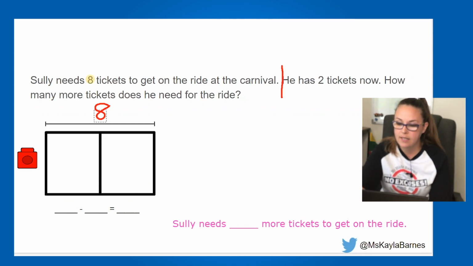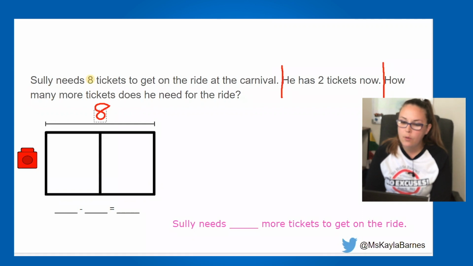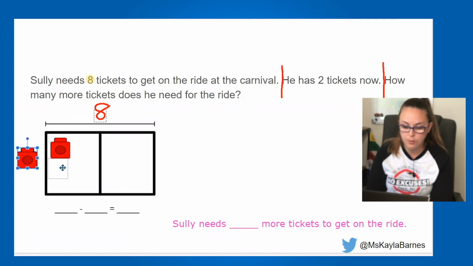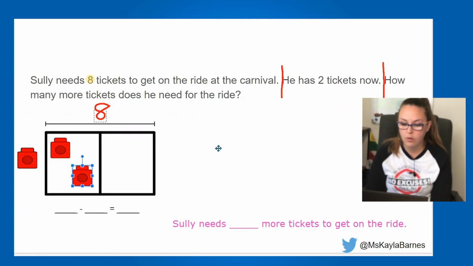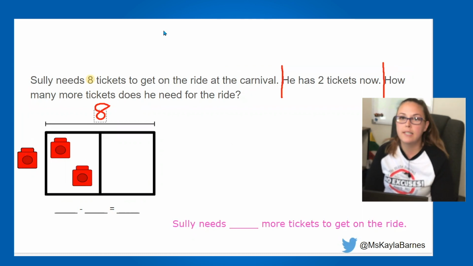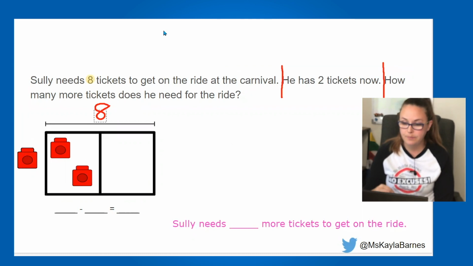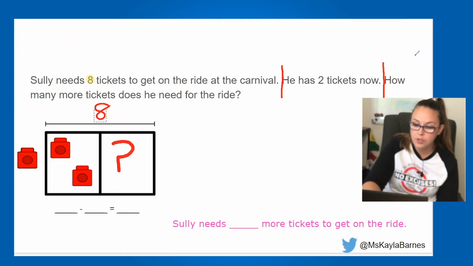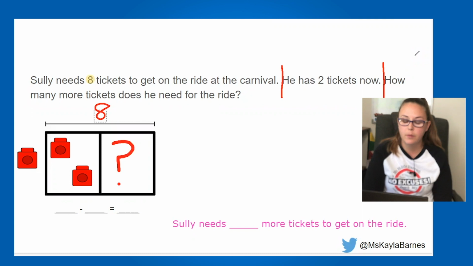Let's read the next sentence. The next sentence says, he has 2 tickets now. And there's a period, so we'll stop. Tell me, how do I model the 2 tickets that Sully has right now? Well, that's pretty easy on a part whole map. I'm going to take the connecting cubes and we'll just drop 2 on the left side of our part whole map. Now that represents Sully having 2 tickets right now. How many tickets does he need in order to get on the ride? Well, we don't know, so we're going to put a question mark in this side of the part whole map.